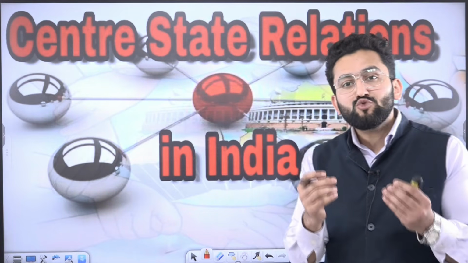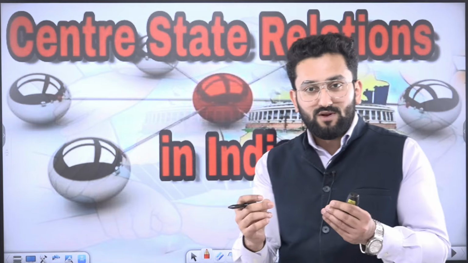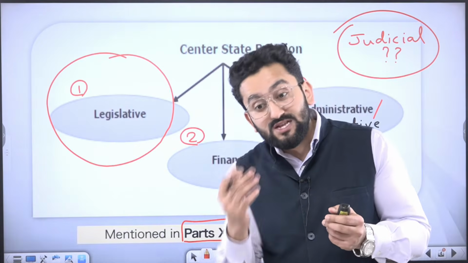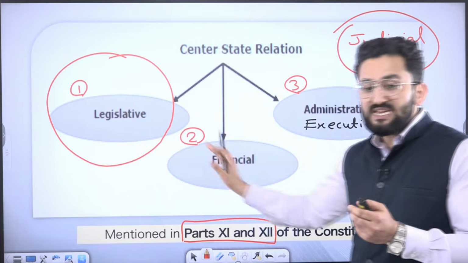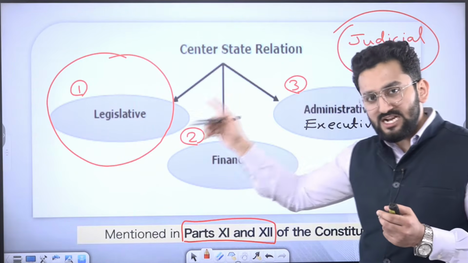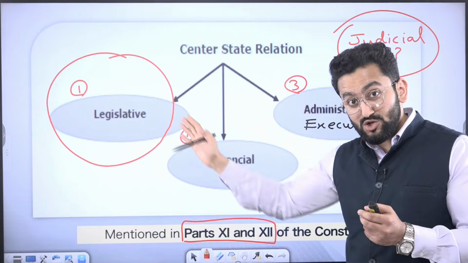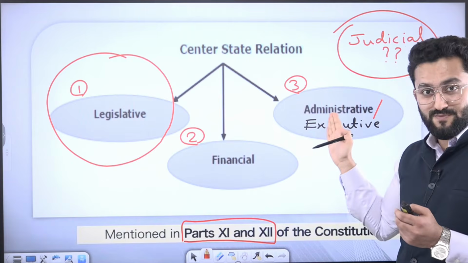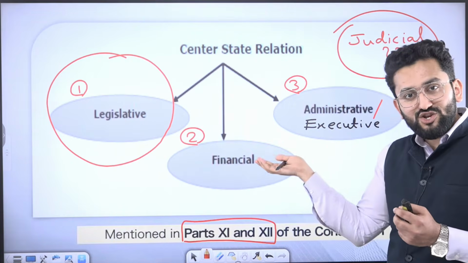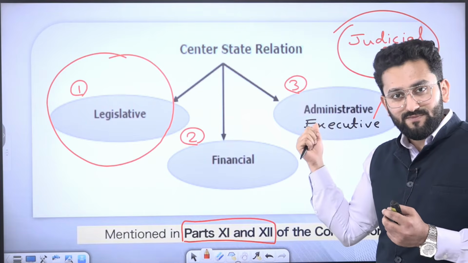In federalism, we use the word division of power. So you can say, today we need to understand this division of power in these three heads. Today we are going to focus on the legislative aspect. But in this topic we need to understand these three heads. First is legislative, second is financial, and third is executive.